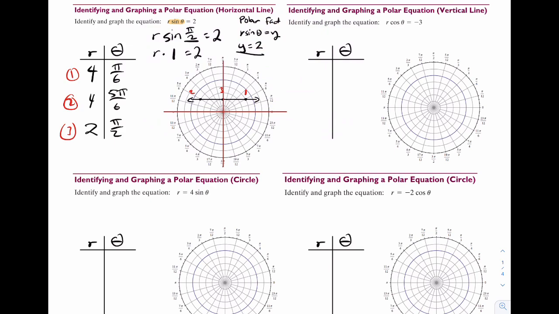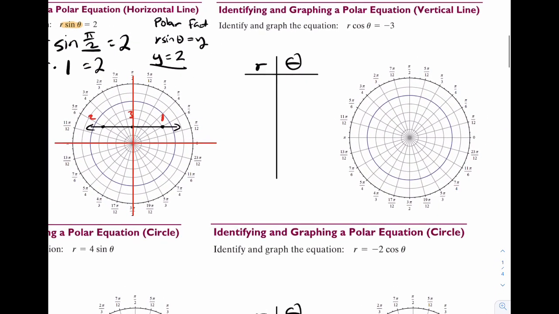Next example, you can probably guess what's going to happen here. r cosine theta equals -3. So of course you could just draw the vertical line because you can probably already see that this is x equals -3 since the polar fact is r cosine theta equals x. But we want to practice our polar graphing. So let's not do that. We just know that's what's going to happen. r cosine blank equals -3.